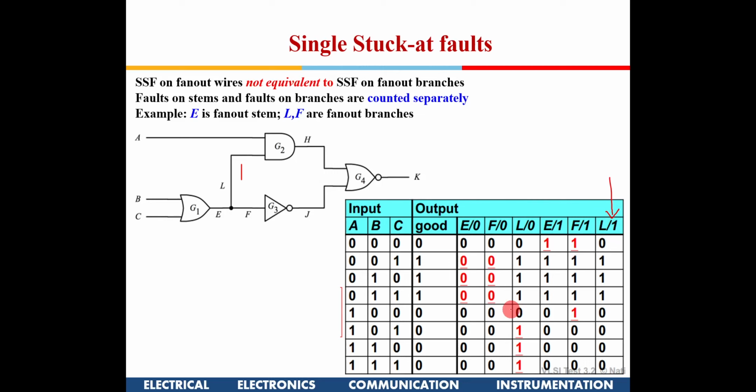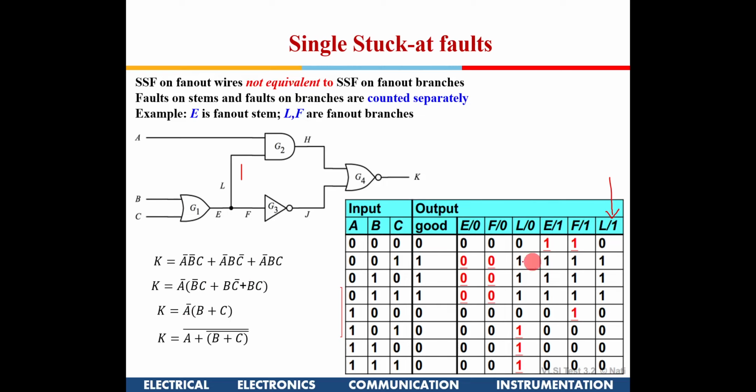Why so? Looking at this circuit, let me explain why. If I need to detect L stuck at 1, I need to deposit 0. And if I deposit 0, then J becomes 1, and it overrides the output at K. So there is no way I can detect L stuck at 1. I'll tell you what the reason is.